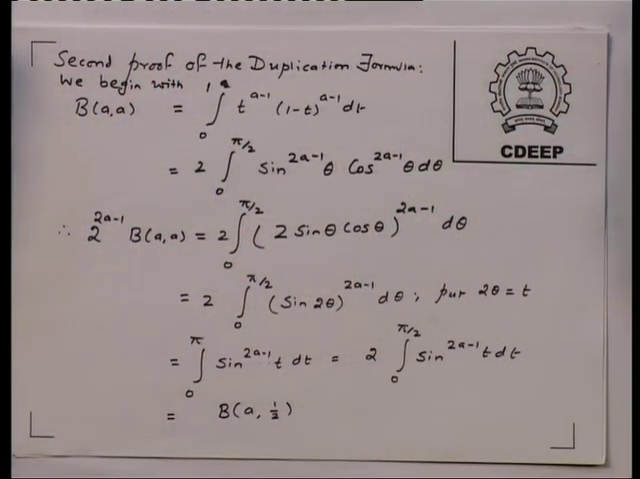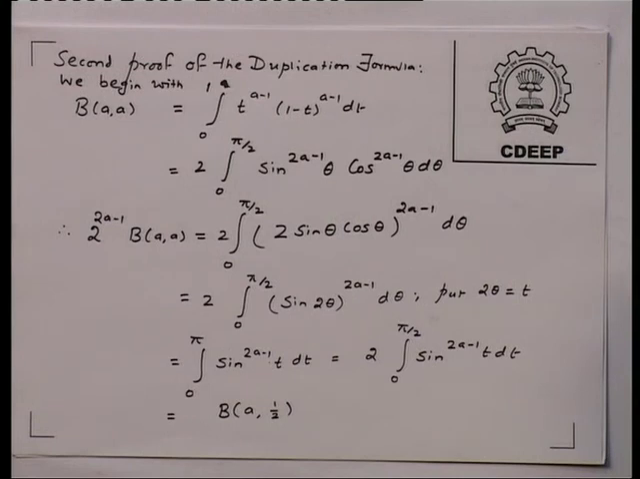Now let us give a second proof of the duplication formula of Legendre. Let us begin with beta of a, a. Once again, don't write, you will have it all, but just follow the main steps and try to remember them. So what is beta of a, a? It is t to the power a minus 1, 1 minus t to the power a minus 1. You will naturally put t equal to sine squared theta. And this becomes 2 times the integral from 0 to pi by 2 of 2 sine theta cos theta raised to the power 2a minus 1.